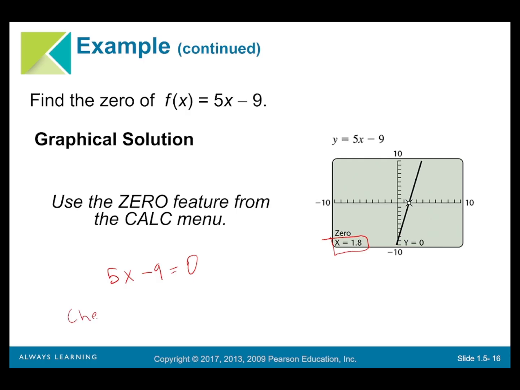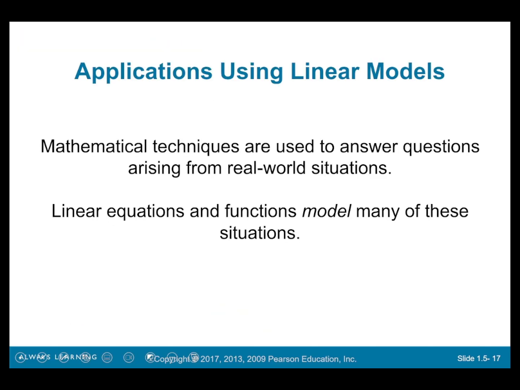And you can check it, right? 5 times 1.8 minus 9 equals 0, and 5 times 1.8 is in fact 9. So you get 9 minus 9, which equals 0. Correct. Now, moving on. Applications using linear models. Mathematical techniques are used to answer questions arising from real-world situations. That's why we give you real-world problems all the time. Linear equations and functions model many of these situations.